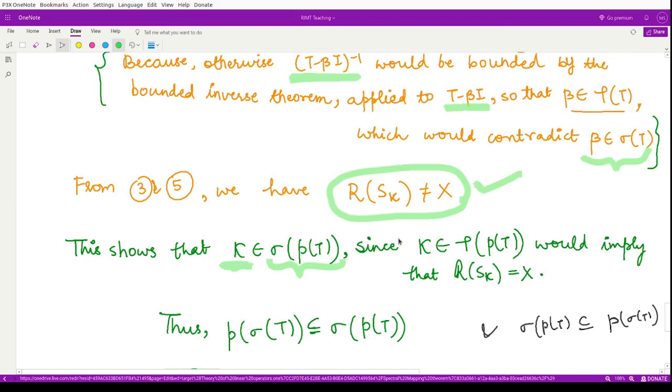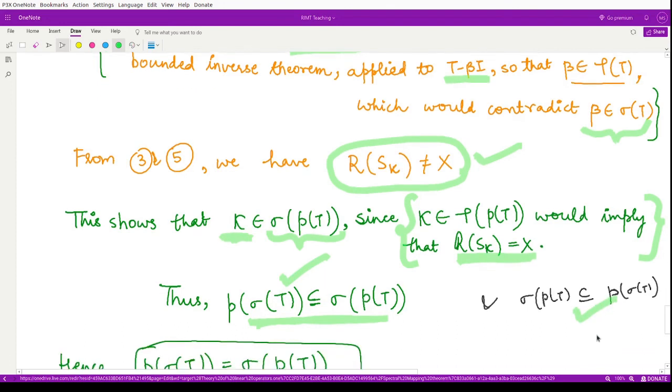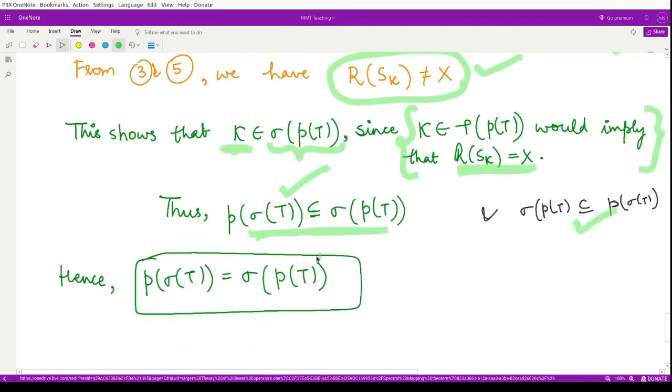As I have already told you, if it belonged to the resolvent set, that would imply its range is equal to X, but this is not the case here. So kappa has to belong to sigma of p(T), hence this inclusion holds for this case. Now we have this inclusion and we have that inclusion, so both of these imply that the two sets are equal to each other. So this is the result that we wanted to prove in this theorem.